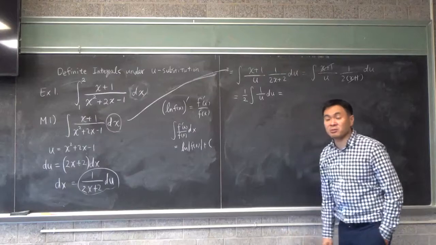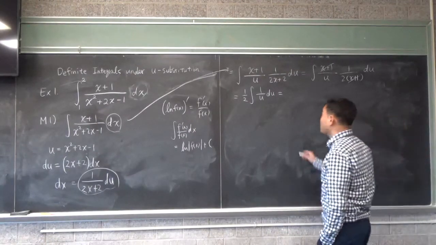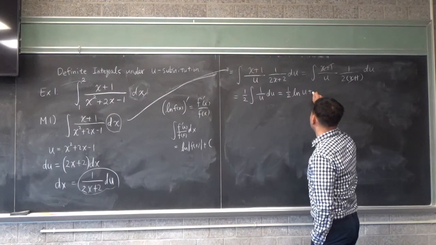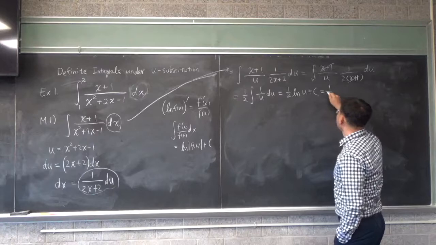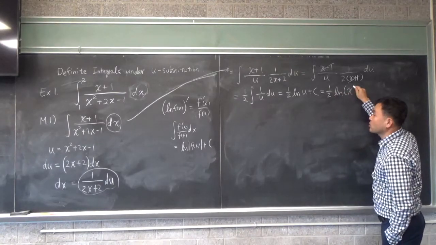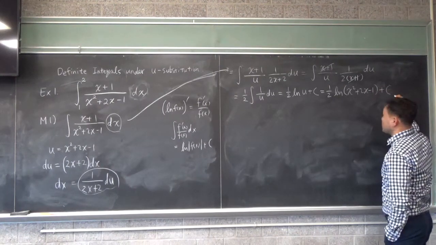What's the antiderivative of 1 over u? ln of u with the absolute value, right? And this is 1/2 ln of the denominator, which is x squared plus 2x minus 1, plus c.